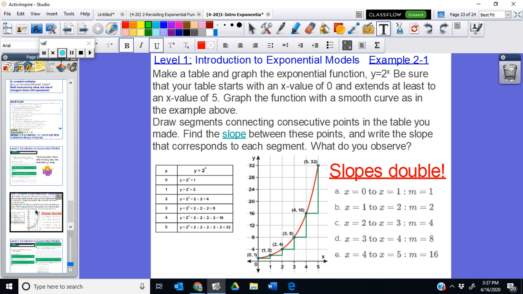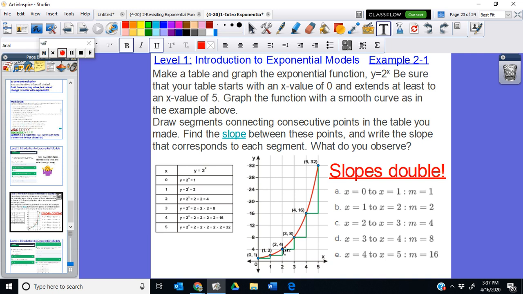Okay, here is example 2.1, and it says, make a table and a graph of the exponential function y equals 2 to the x. And so here is the table showing the progression of that multiplication. Excuse me. Here is the graph. And then what happens to the slopes? Well, the slopes double each time. So this slope is a slope of 1, but then here's a slope of 2. 4 minus 2 over 2 minus 1. It's a slope of 2.